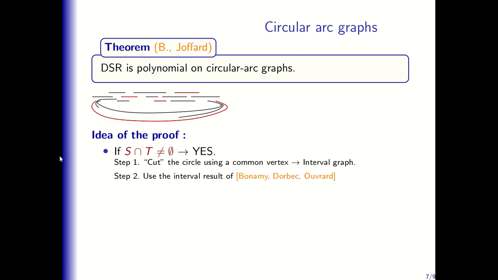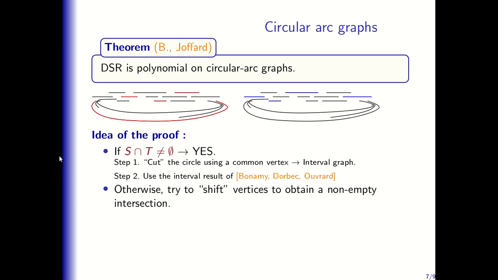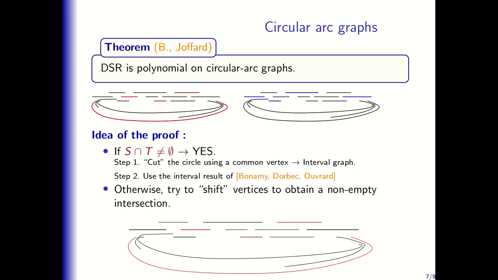And so now the question is, what happens when the intersection is empty? When the intersection is empty, what we will try to do is to shift some vertices of the dominating set in order to get a non-empty intersection if possible. So let me describe the transformation in a few pictures. Imagine that we have this dominating set there, and now we will again cut the graph in order to obtain an auxiliary graph, which is an interval graph.